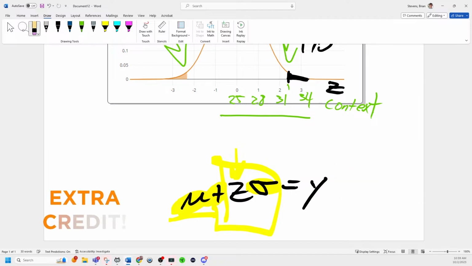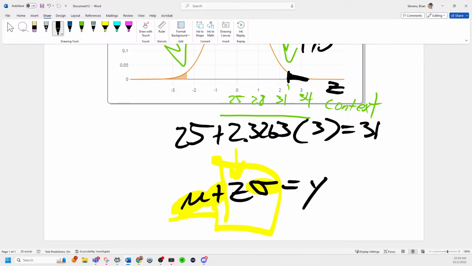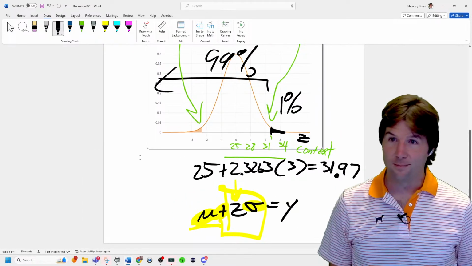We can plug in the values we have. So our values were the mean of 25 plus the z-score of 2.3263. Up there, you can see on the top screen. And the standard deviation is 3. And if you solve this out, you will get 31.97. So really good question right there. That is about the upper level of difficulty. If you got this question, you got a very tough one.